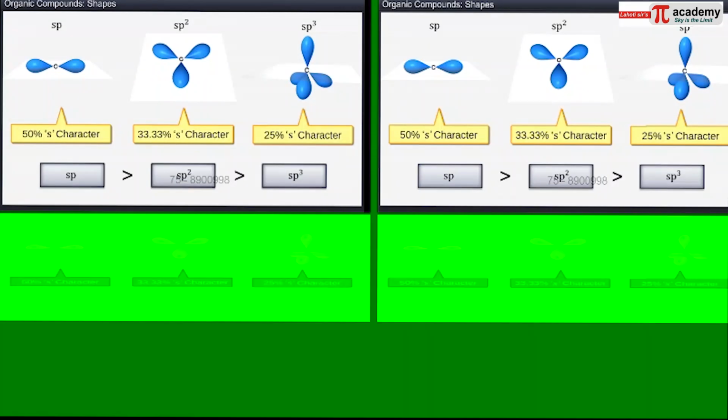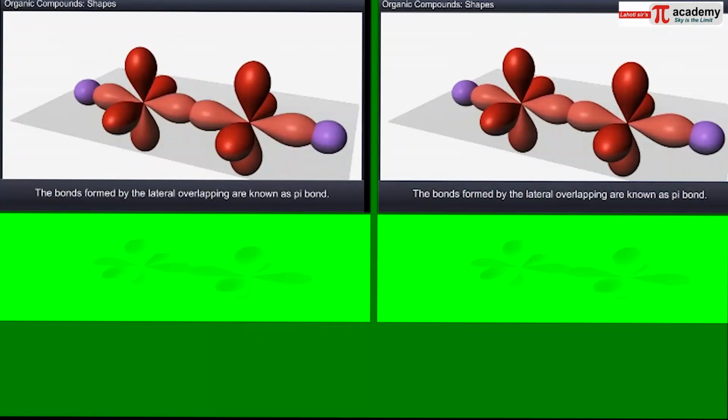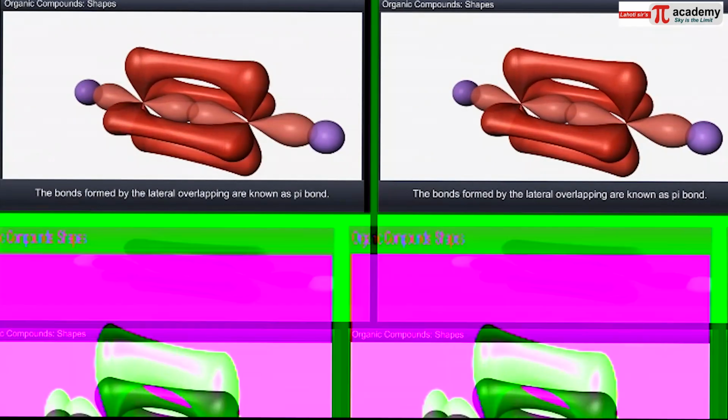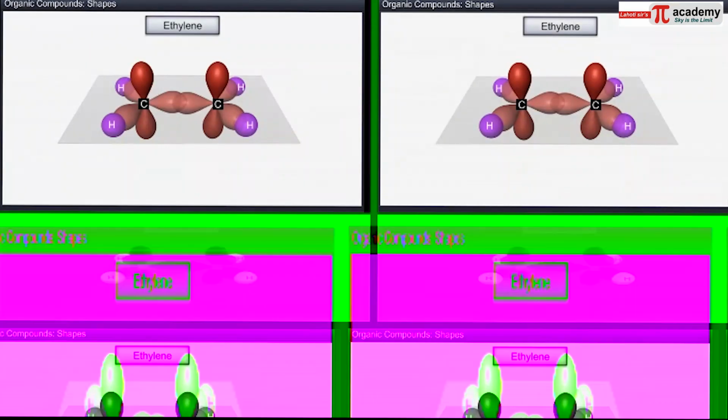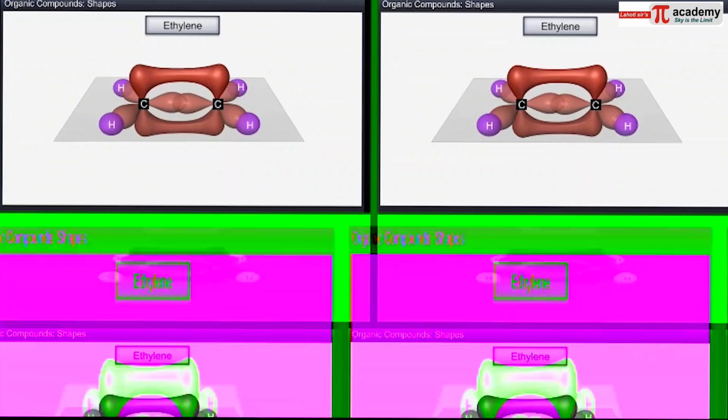Now, let's look at certain characteristic features of a pi bond. The bonds formed by lateral overlapping of pure p orbitals are known as pi bonds. Let's look at the pi bonds in ethylene. Here, the pure p orbitals of both the carbon atoms, which are mutually parallel to each other, form a pi bond that is perpendicular to the plane of the molecule.